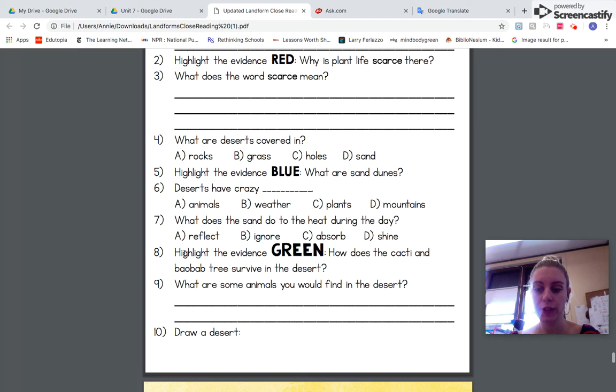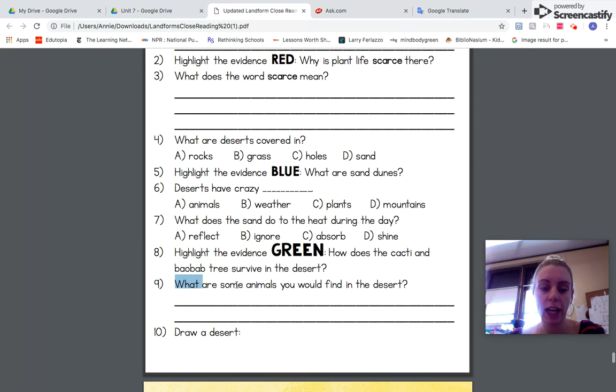highlight the evidence or underline the evidence. How do the cacti and baobab trees survive in the desert? So how do they do that? Okay, look in the article and find the evidence. Underline or highlight and write a number 8 next to it. Pause and do that.